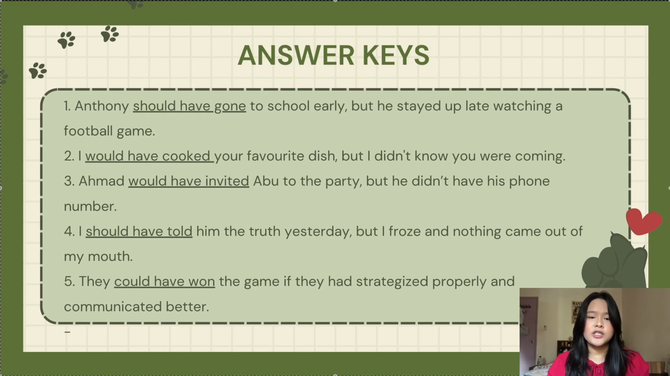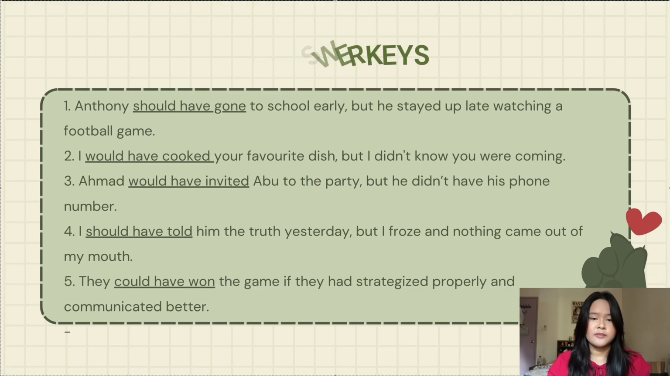Number 4. I should have told him the truth yesterday, but I froze and nothing came out of my mouth. Should have shows regret for a past mistake, which was not telling the truth. It reflects on what the speaker knows they ought to have done. Number 5. They could have won the game if they had strategized properly and communicated better. Could have indicates a past possibility that didn't happen. Winning the game was possible if they had strategized and communicated better.